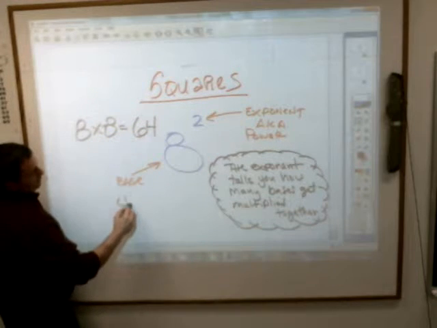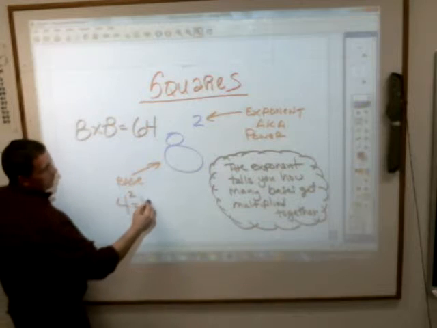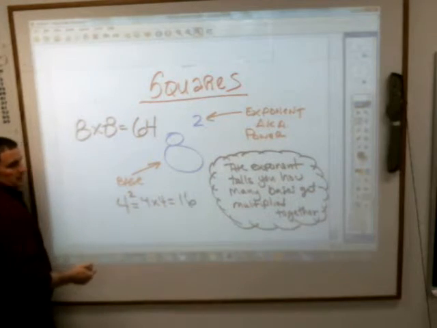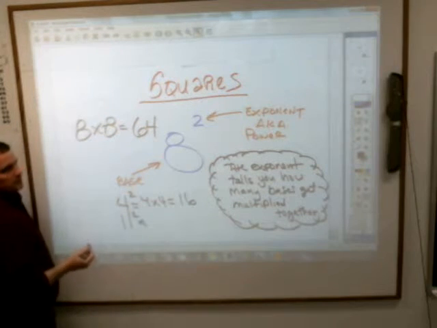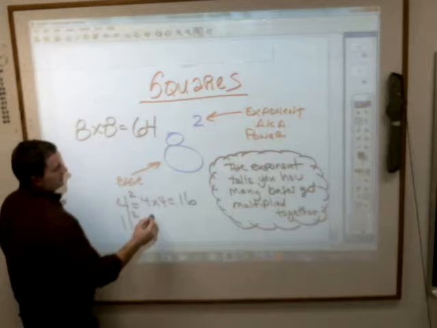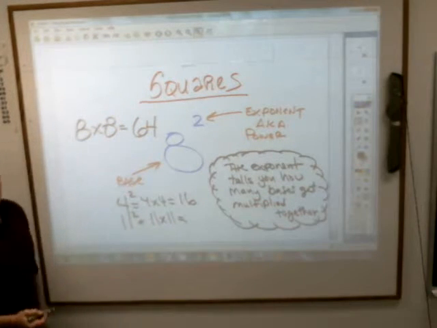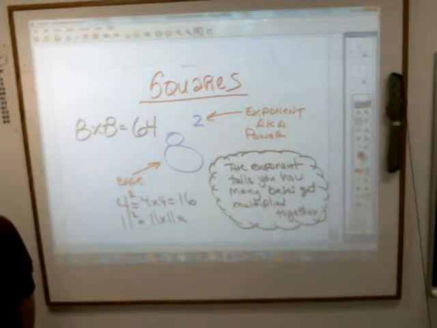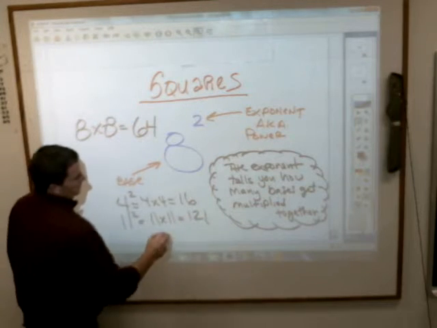Just like 4 squared is not 8, it is 4 times 4, and that is 16. 11 squared, children. Do we know what 11 squared is? 11 times 11, it's not 22, that's 11 plus 11. 11 squared is 11 times 11. Alex? 121. It is 121.